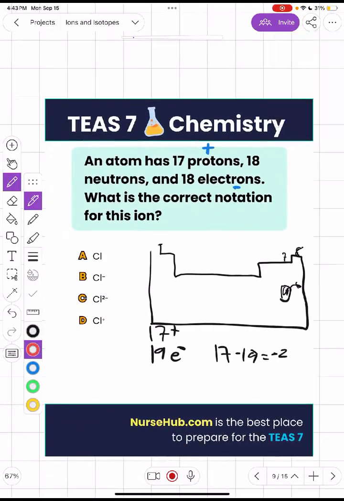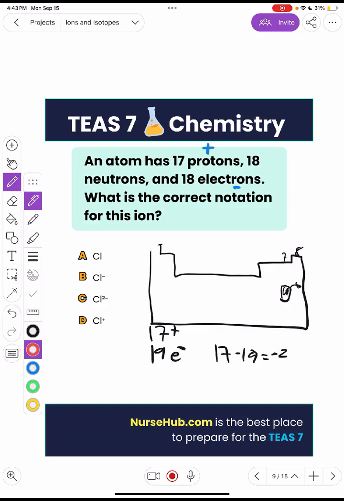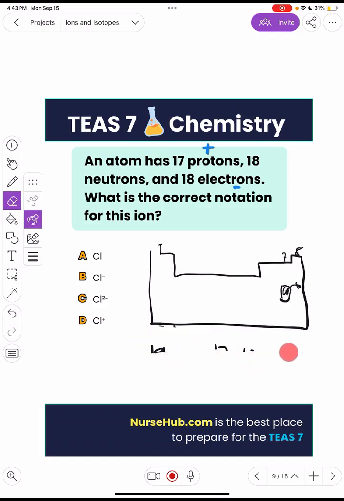All right, zooming in. An atom has 17 protons and 18 electrons. What is the correct notation for this ion?